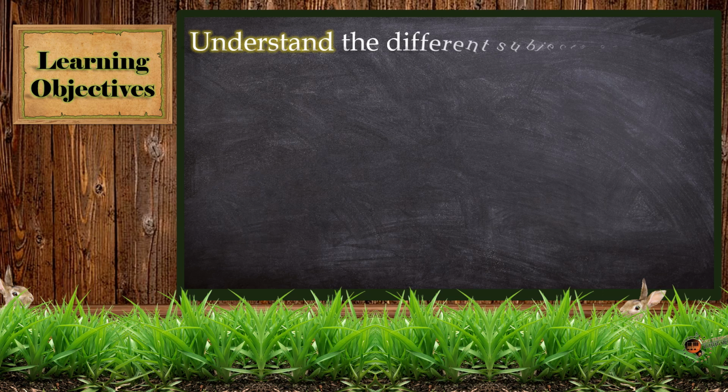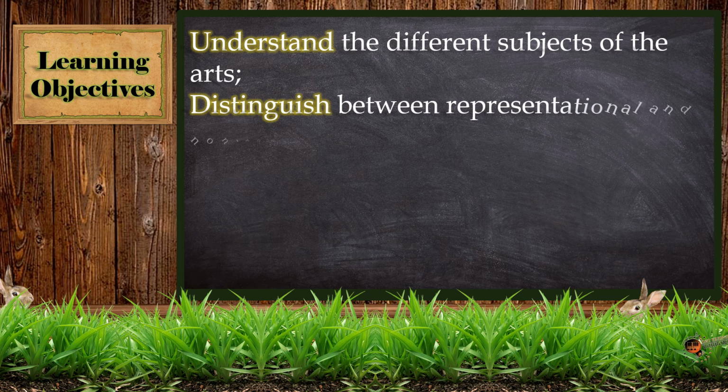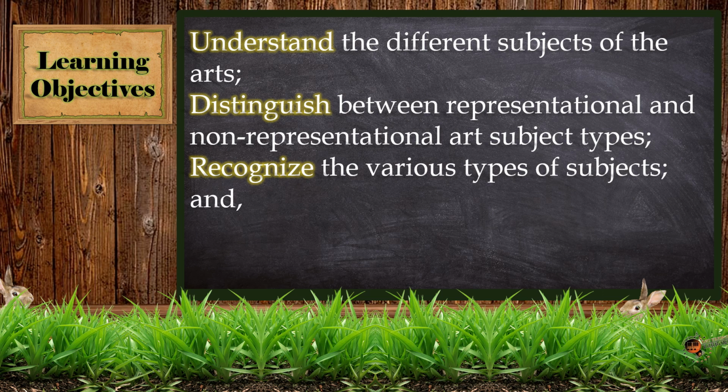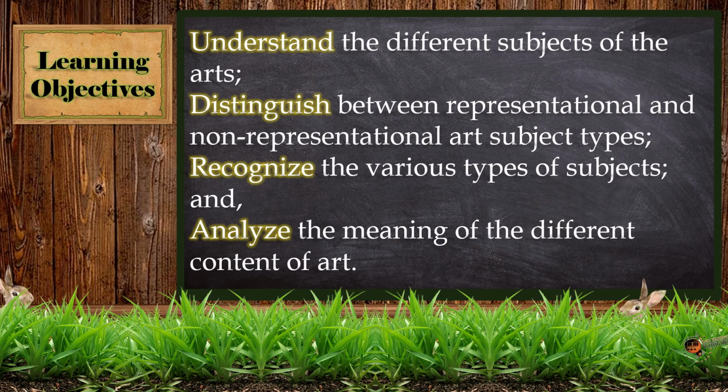Learning objectives. At the end of this lesson, the student should be able to understand the different subjects of the arts, distinguish between representational and non-representational art subject types, recognize the various types of subjects, and analyze the meaning of the different content of art.